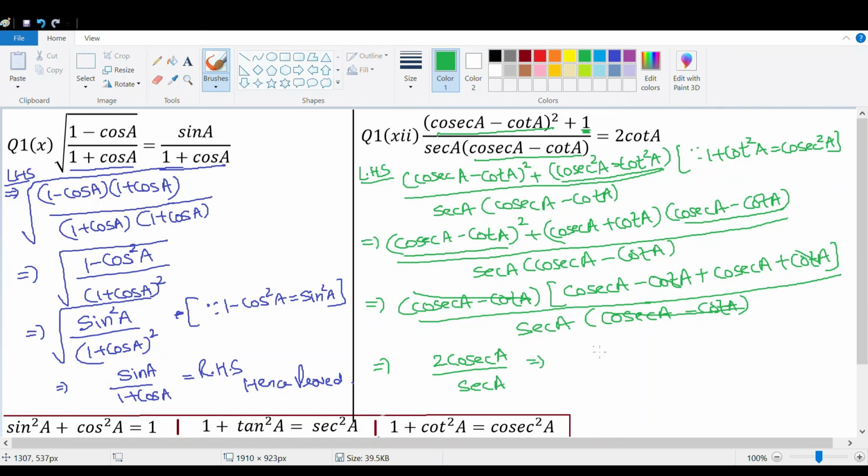So how? Let's just look at this. The numerator is 2 upon sine A because cosec is 1 upon sine, and sec is nothing but 1 upon cos A, which means this is 2 cos A upon sine A, which is nothing but 2 cot A, which is my right hand side. So hence proved.